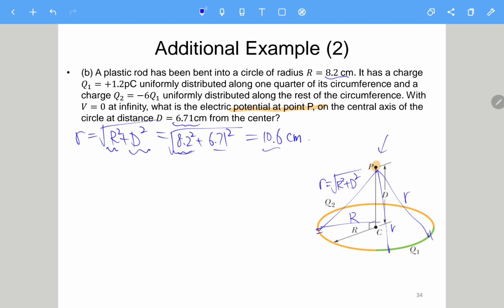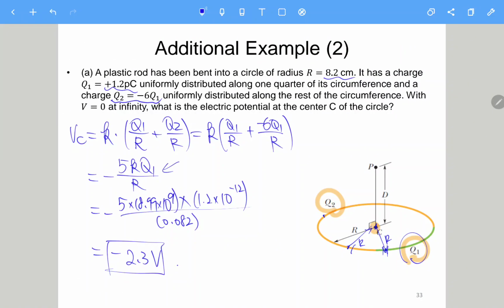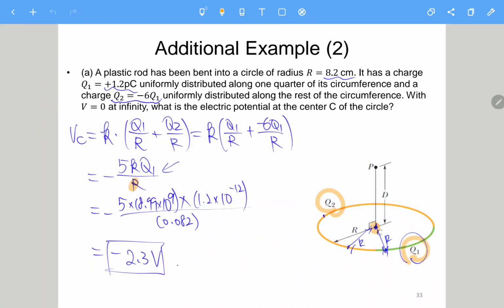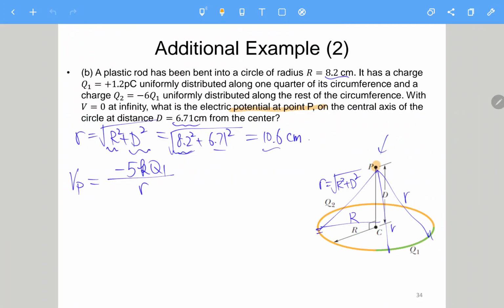So here we try to calculate V sub P, which will be 5KQ1 over r. Okay, similar to this one. The only difference is that we change this capital R to small r only. Of course, the procedure is actually the same. You can write it as K times Q1 over small r plus Q2 over small r. And then you will go to here. But I just directly go to here, just change capital R to small r. And this small r is this value.